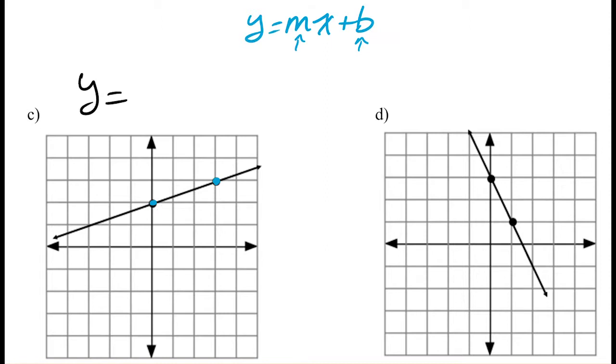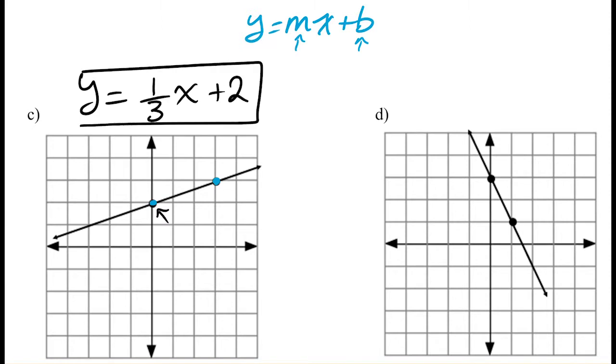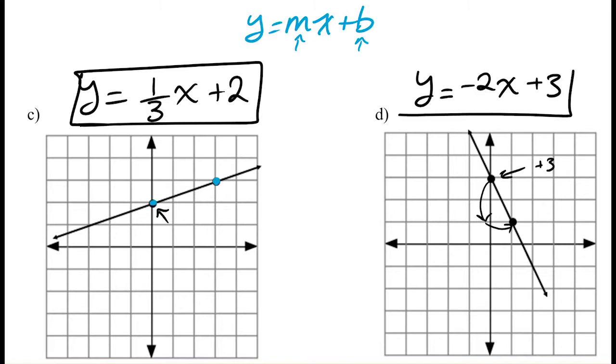Y equals, what's our slope? Well, we go up 1 over 3, so 1 over 3x. That's our slope, 1/3. And it looks like we have a y-intercept of +2, so +2. For this next equation, let's see, what's our slope? It looks like we go down 2 and then over 1. So our slope is down 2 over 1. Well, we don't really have to write the over 1. So down 2 over 1x, and we're starting at a y-intercept of +3, +3. Perfect.